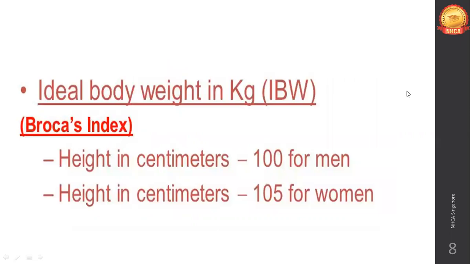Next, we have Broca index. In your textbook, they have just used one standard formula for men and women. But other sources apart from your textbook, if you search online, you will get two different formulas. Broca index is very easy to calculate, easier than ponderal and easier than BMI. You just have to know the weight and the height of the person.